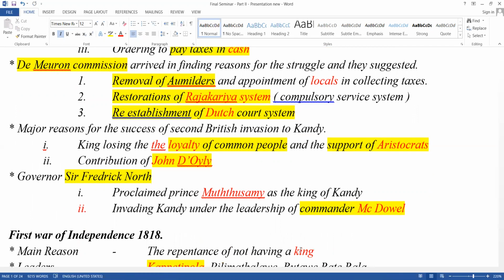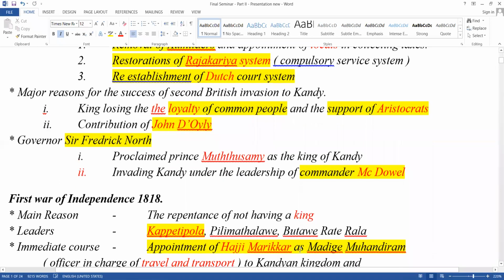Our people had a habit of telling all their grievances, problems, and sadnesses to the king and getting relief. But now there was no king, and they had to respect an unseen king who was living in England. These are the leaders: Keppetipola, Pilimatalawa, Butawe, Ratidala. Keppetipola was the major leader. And the immediate cause was the appointment of Haji Marikar as Mandige Mohandiram.